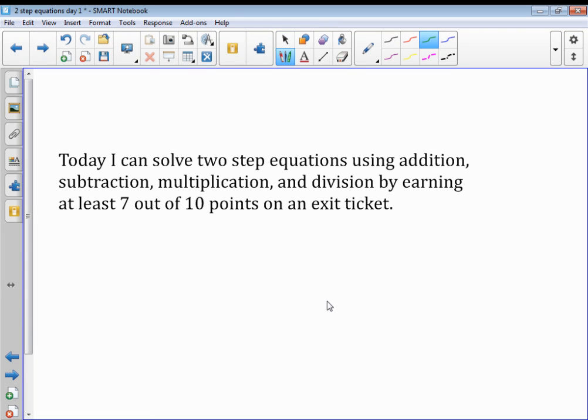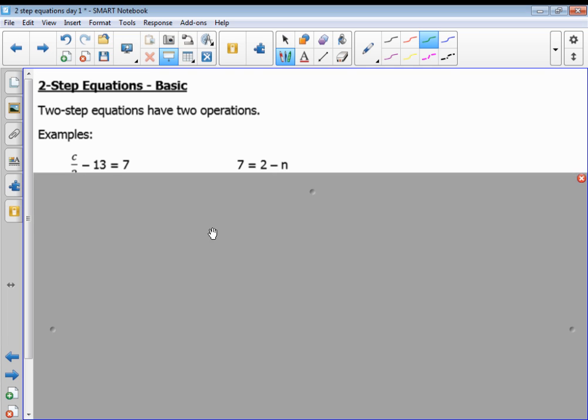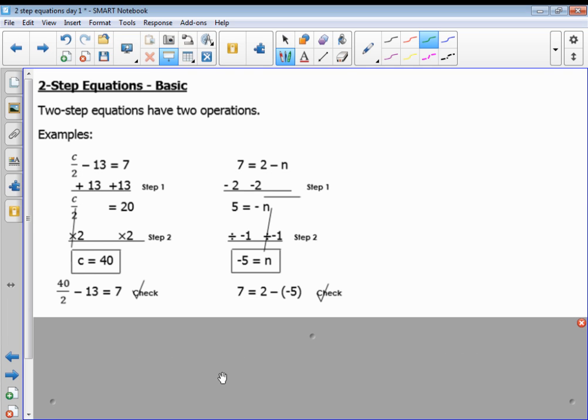We are starting with the basics, so your objective for today: I can solve two-step equations using addition, subtraction, multiplication, and division by earning at least 7 out of 10 points on the exit ticket today. Now, hopefully by now you've already grabbed the notes from the front. As we go through the notes, please copy them down. If you need to pause the video at any time to copy something else, please do so.